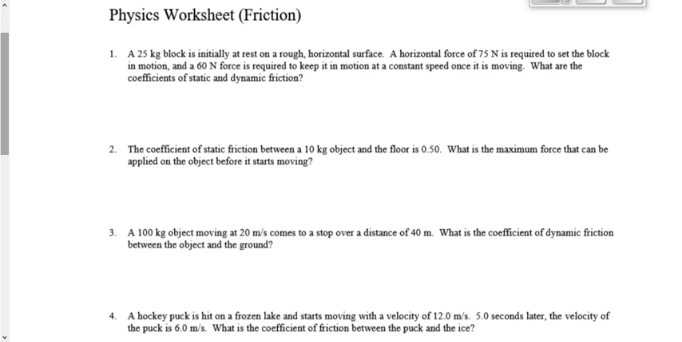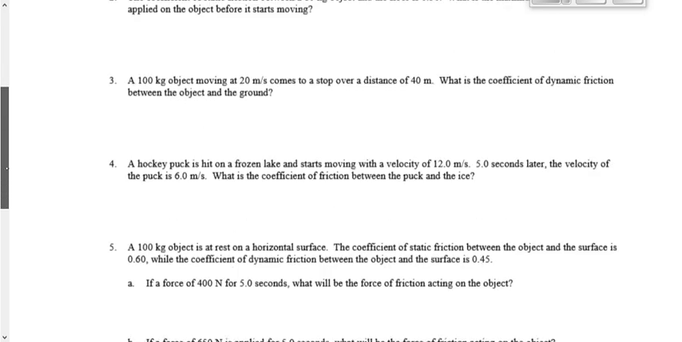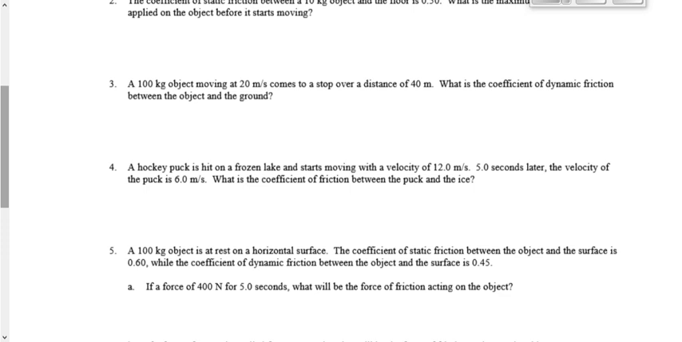Question number 3 from our friction worksheet that we had due for today says a 100 kilogram object moving at 20 meters per second comes to a stop over a distance of 40 meters. We want to know the coefficient of dynamic or kinetic friction acting between the object and the ground. This is clearly kinetic friction, not static friction. Static friction is acting on an object that's not moving. This is moving. It's slowing down and stopping, but it's moving right now.